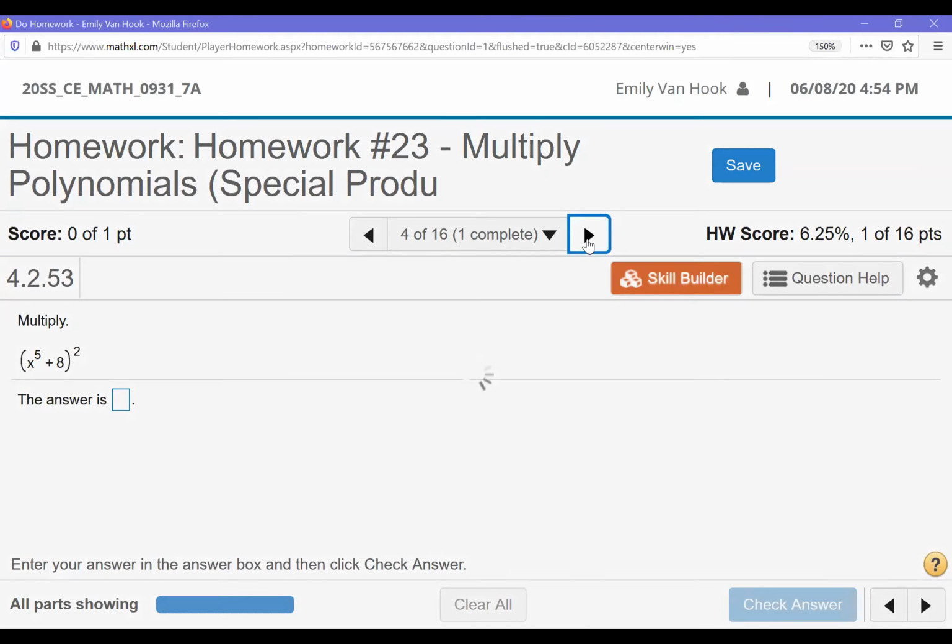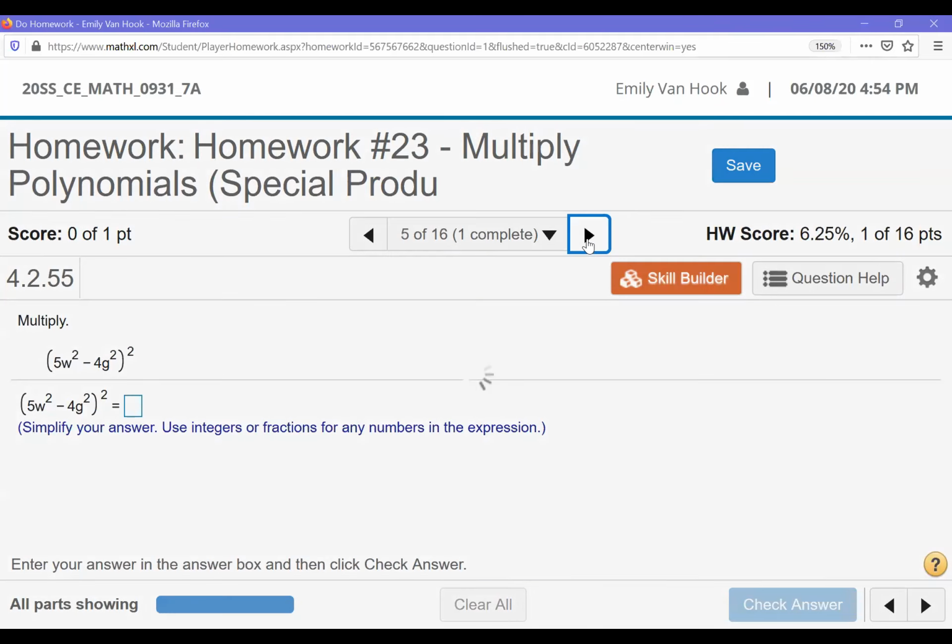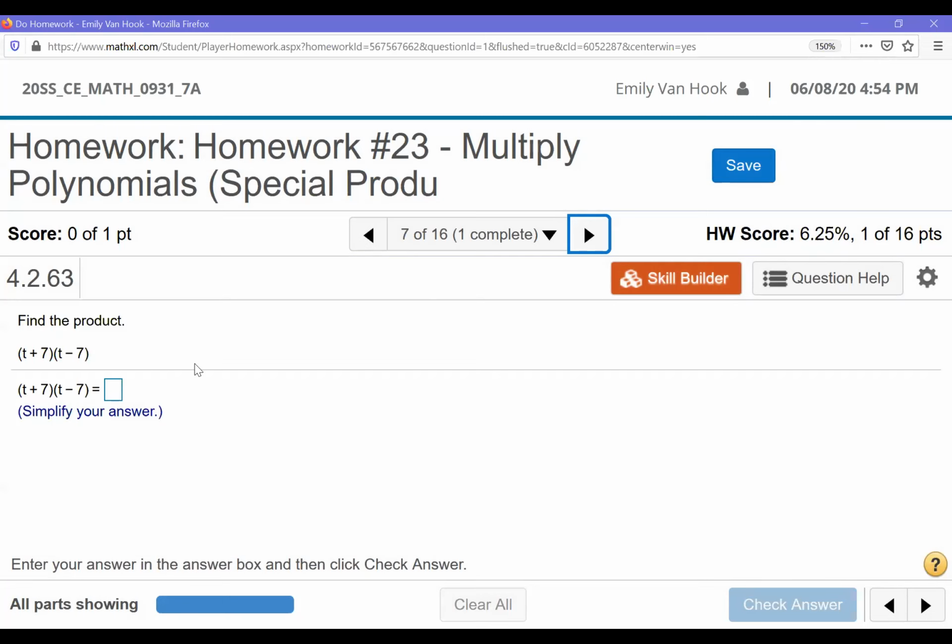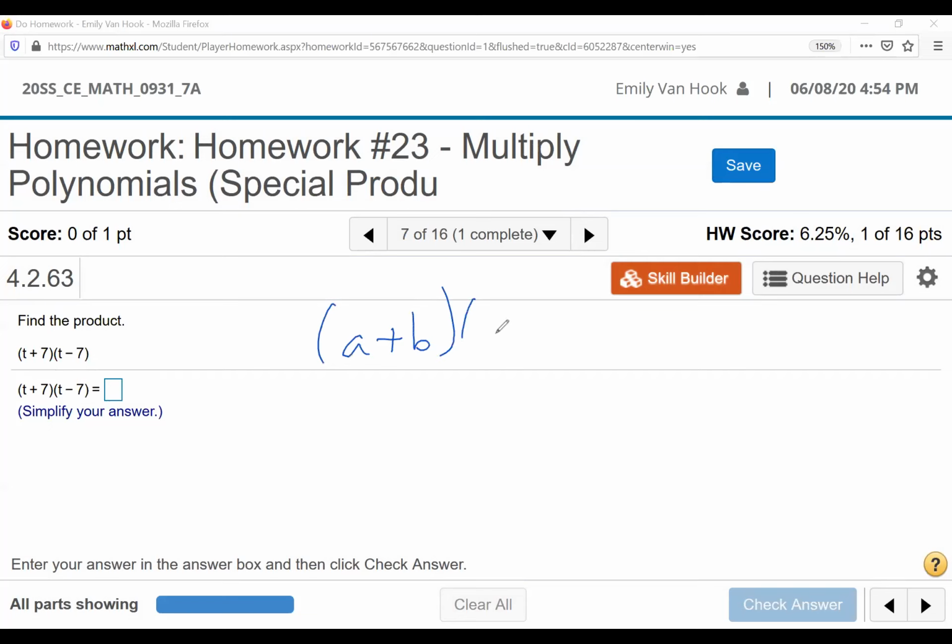Number 3, 4, so just some more squaring a binomial problems. Here's one with a decimal, that's okay. Use your calculator, it's fine. Now here is the first one using that a plus b, a minus b pattern, and that's a squared minus b squared.